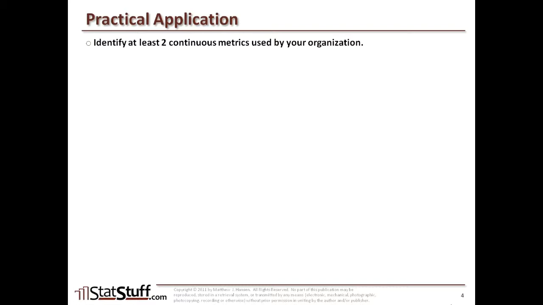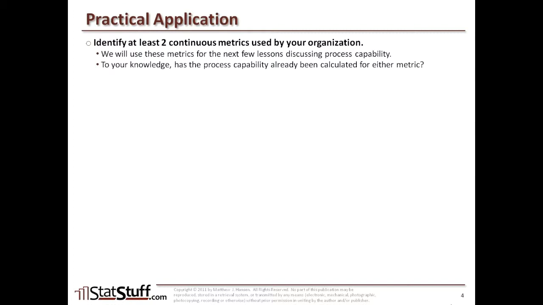All right, before we close this lesson, let's discuss how we can apply some of these concepts in a practical way. I'd like you to identify at least two continuous metrics that are used within your organization. And what we want to use is these metrics for the next few lessons when we discuss process capability. Now, to your knowledge, for these metrics, has the process capability already been calculated for either one of those? If they have been, then what is the process capability for each one?